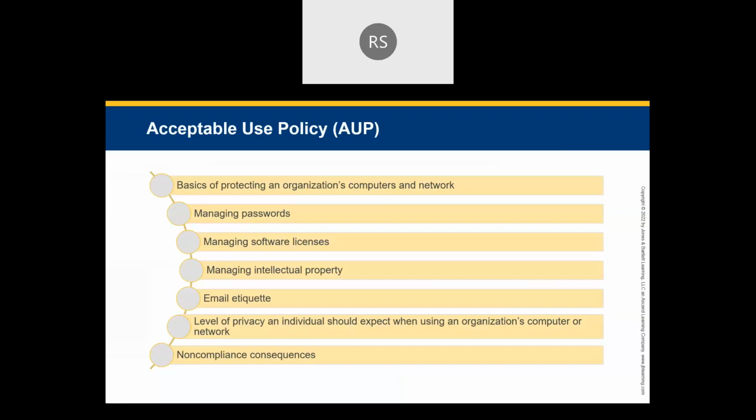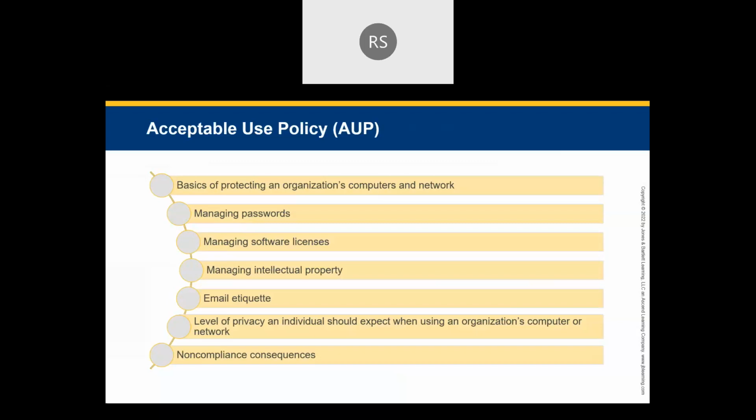The AUP also clarifies the level of privacy that individuals can expect when using the organization's computer systems and networks. It explains any monitoring or logging activities conducted by the organization to ensure security, compliance, or other legitimate purposes. There are also potential consequences for non-compliance that will be outlined in the policy. This will include things such as disciplinary actions, access restriction, or termination of user privileges. This is there to help enforce accountability and encourage users to adhere to the policy guidelines.